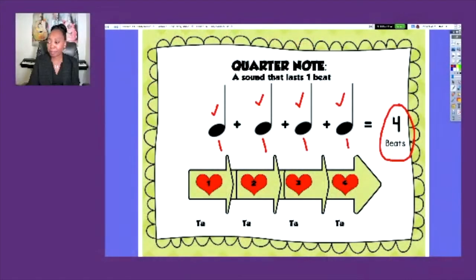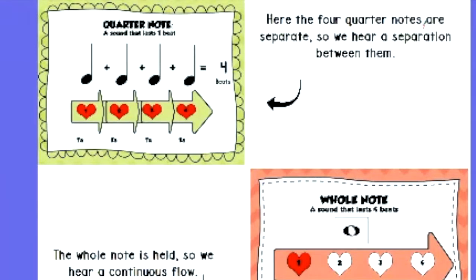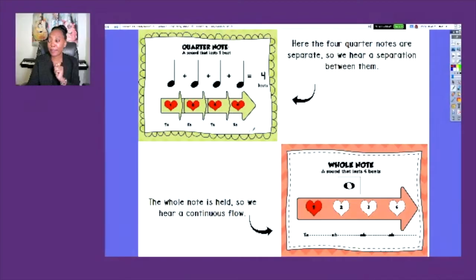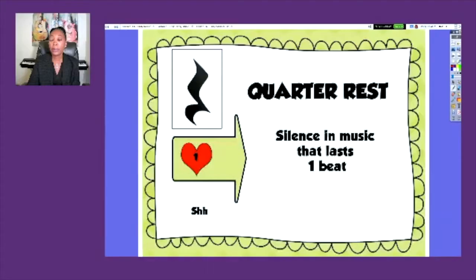All right. Now let's move along. Here are 4 quarter notes that are separated. So we hear a separation between them. Ta, ta, ta, ta. And here again is our whole note. And the whole note is held. So we hear a continuous flow. Ta.